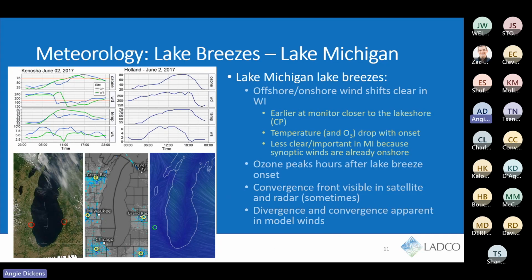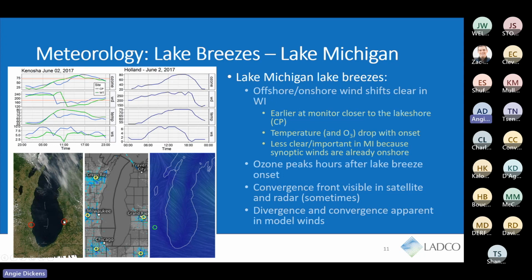Now if we look at Lake Michigan, where we have done the most work, we have the best understanding of what's happening. This shows two sites in Kenosha. One is Chiwaukee Prairie, right on the lakeshore. Kenosha Water Tower is about 3.5 miles inland from the lakeshore. And then Holland, Michigan, across the lake.